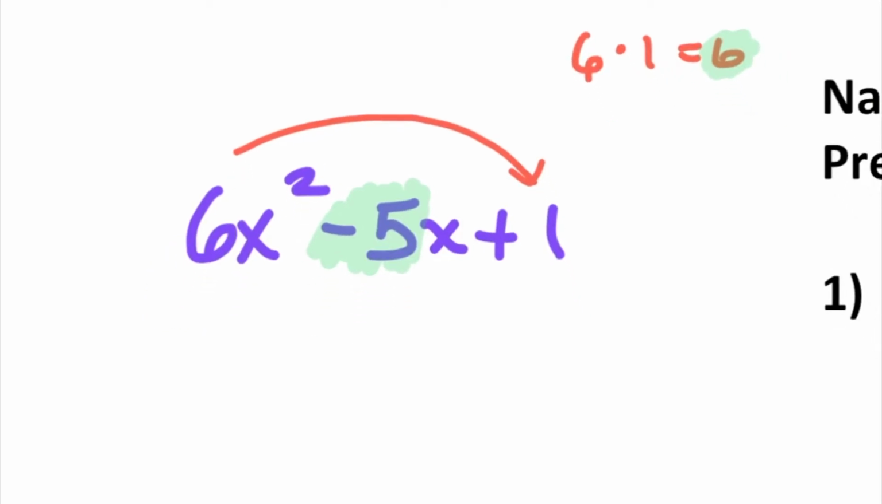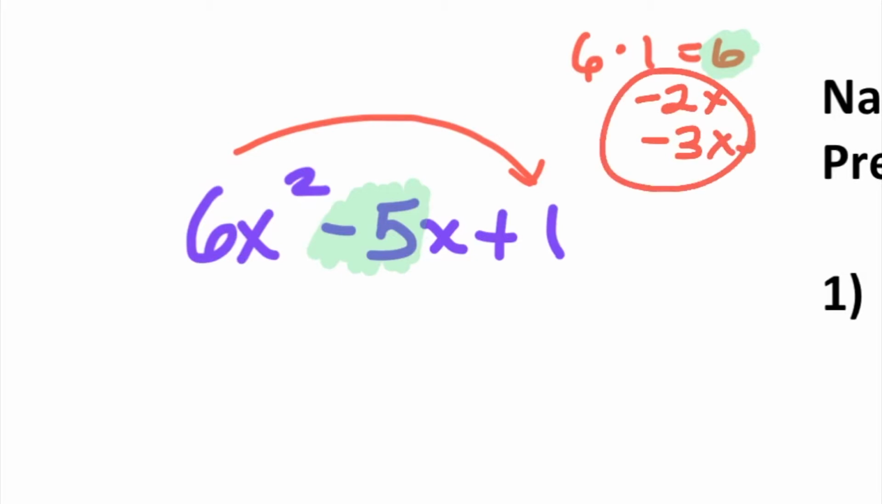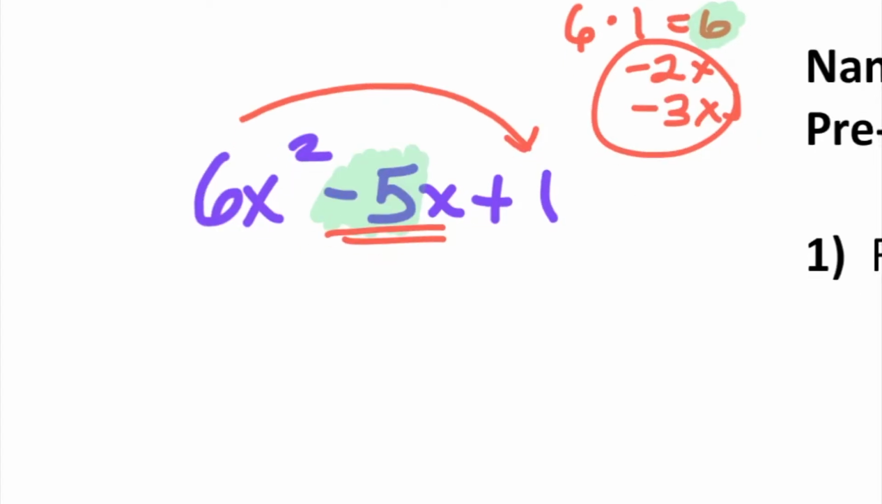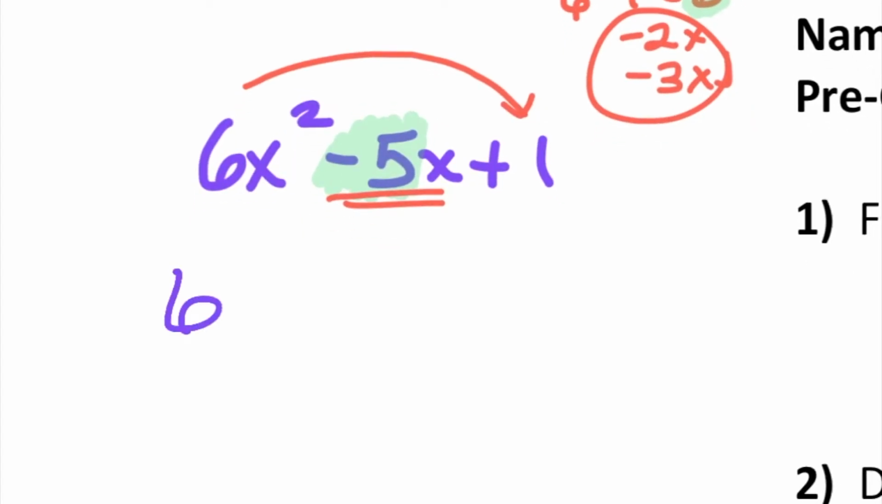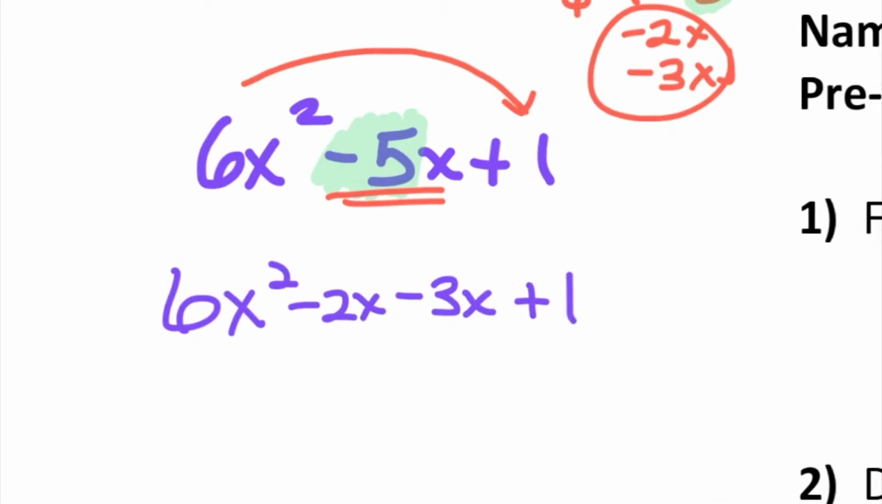And I want two numbers that multiply to positive 6 and add up to negative 5. And those two numbers would be negative 2 and negative 3. And I'm going to just put x's with both of those. I'm going to take those two things and replace the negative 5 with those two things. So now I've got 6x squared minus 2x minus 3x, and then bring down the plus 1.